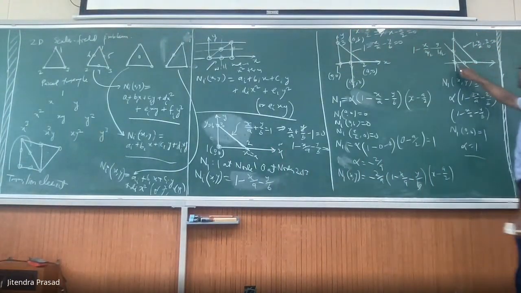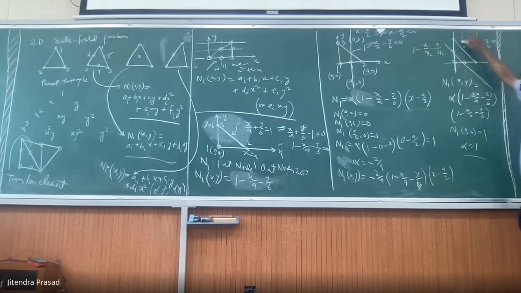Similarly, if I ask you what is the N2, how will you find out? N2 will be two equations you have to find out. What will be those two equations? So you will have one equation this, another equation is this. Or one equation this multiplied by one equation this. Right? One equation this, another equation is this.